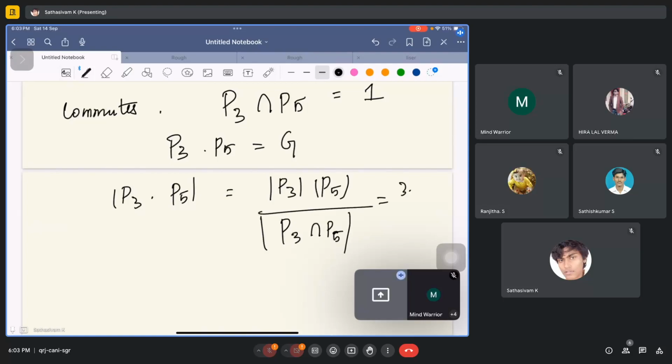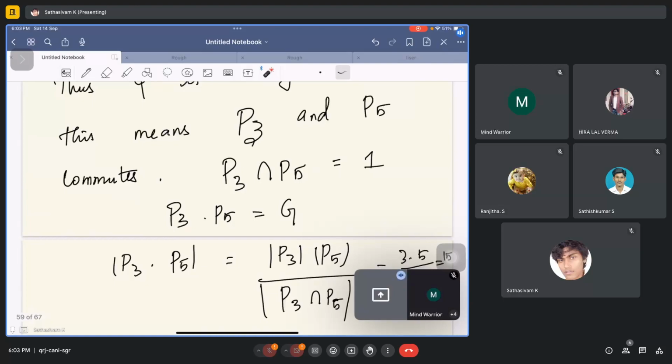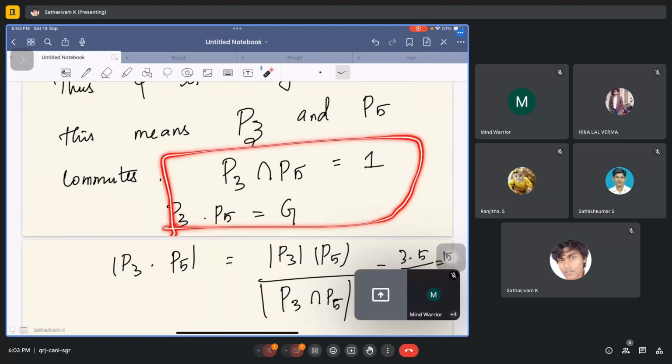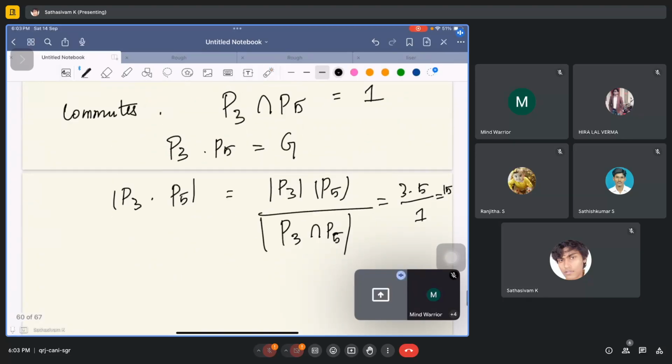Okay, so this is 3 times 5 by 1. So this is basically 15. Okay, so this group is a subgroup of G, but it also has order 15. So this group is actually equal to G. So basically what we have is these two properties, right? With these two properties, what does it tell you? It tells you that these groups are basically the same.